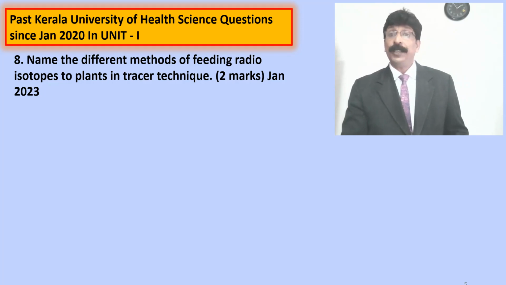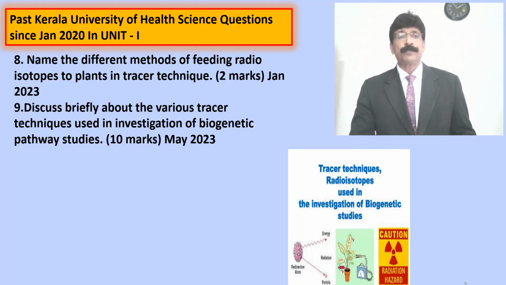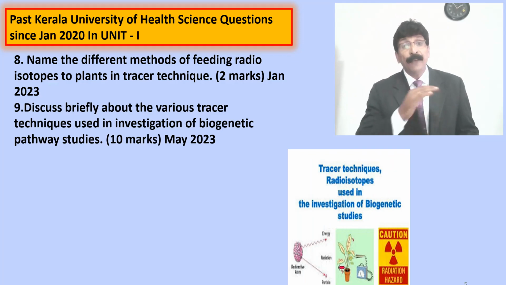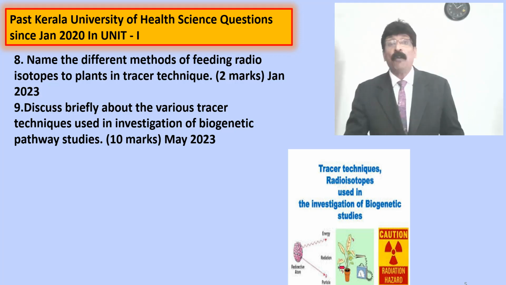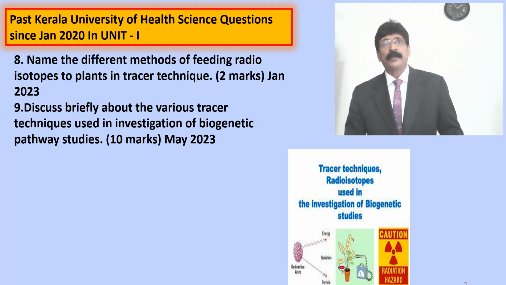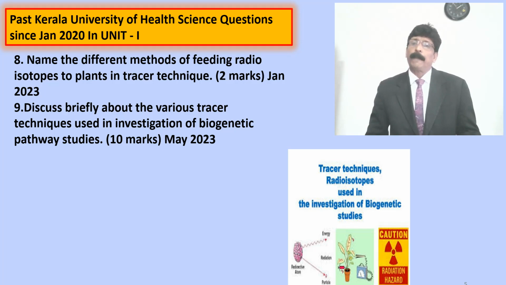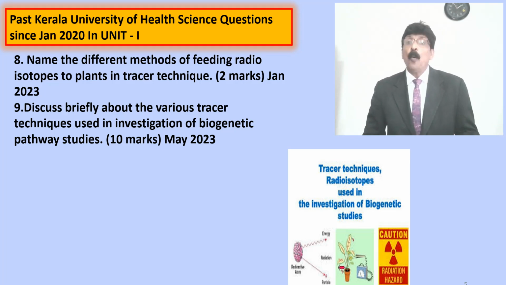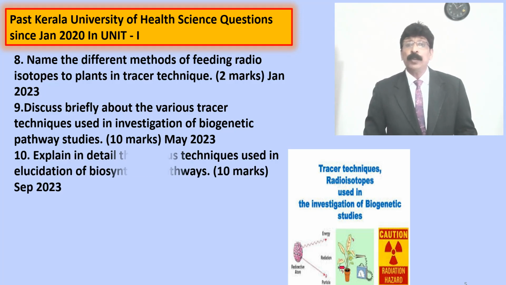In January 2023 they asked this using radioisotopes. And discuss briefly the various tracer techniques used in the investigation of biogenetic pathway studies, a 10-mark question. So you should write all the different types of tracer techniques, how they are performed, and their significance. Applications also should be incorporated. It's a 10-mark question, May 2023.